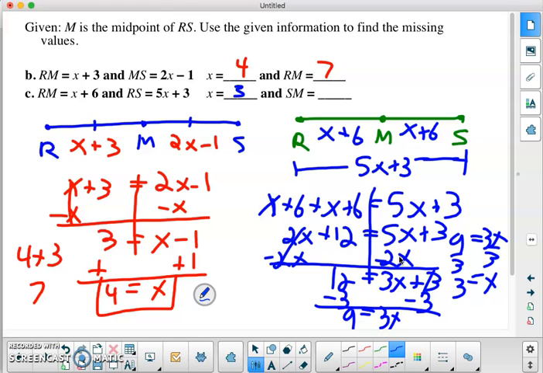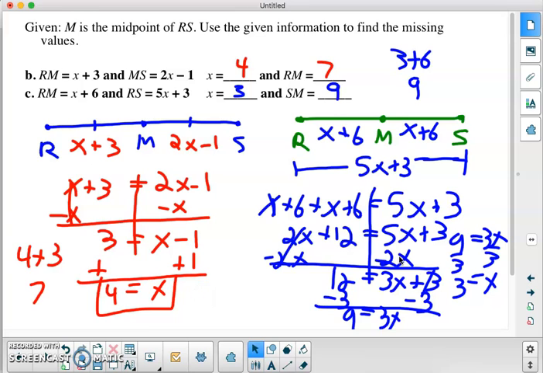Now to find SM, we have to plug in 3 for the expression for SM. The expression for SM is x plus 6, so it's 3 plus 6, which is 9. So SM is a length of 9.